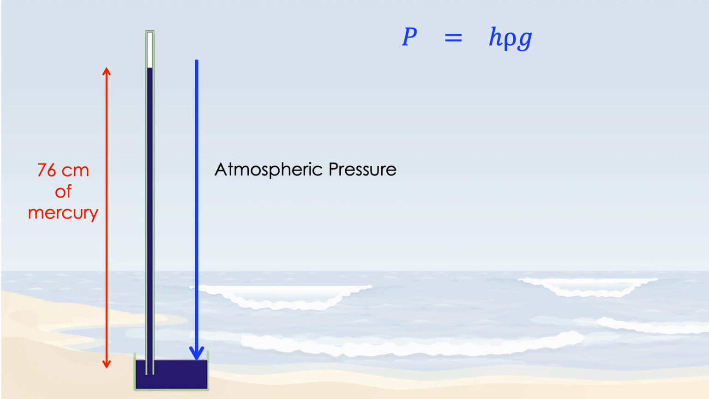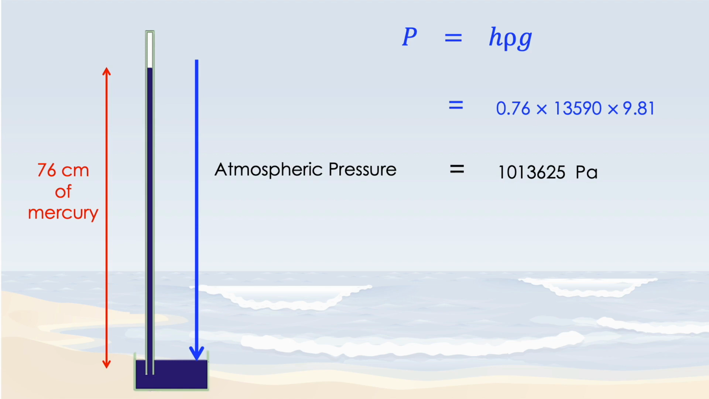Considering that the density of mercury is 13,590 kg per meter cube and the acceleration due to gravity is 9.81 meters per second square, we find that the pressure exerted by the atmosphere is equal to 1013625 pascals. That is an enormous amount of pressure.